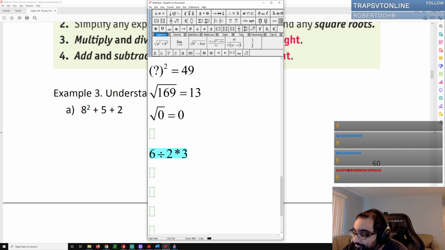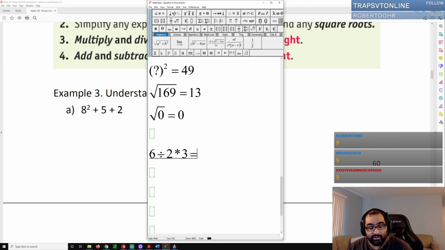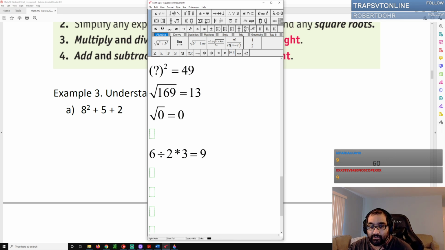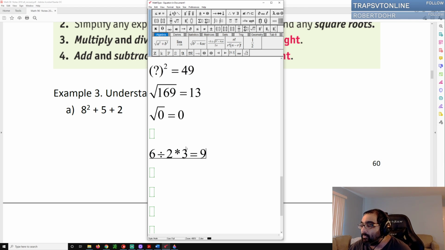Okay, now let's take a look here and see what the answer is. I asked this question on purpose for this reason. So the answer to this particular question here, 6 divided by 2 times 3, is going to be 9. 9 is correct. Okay, so 9 is the correct answer for this problem. Now let's talk about why this is the case.